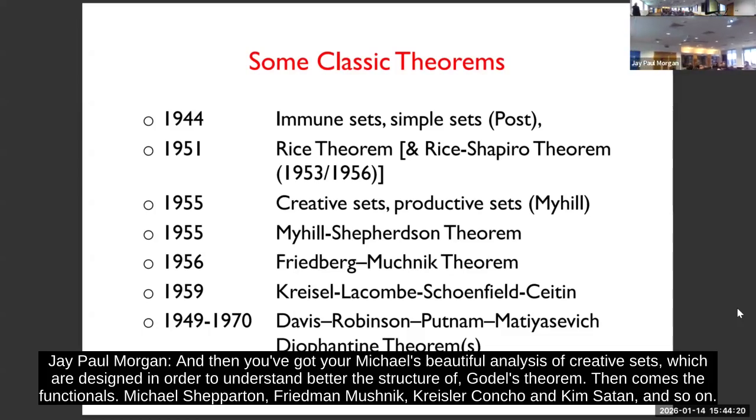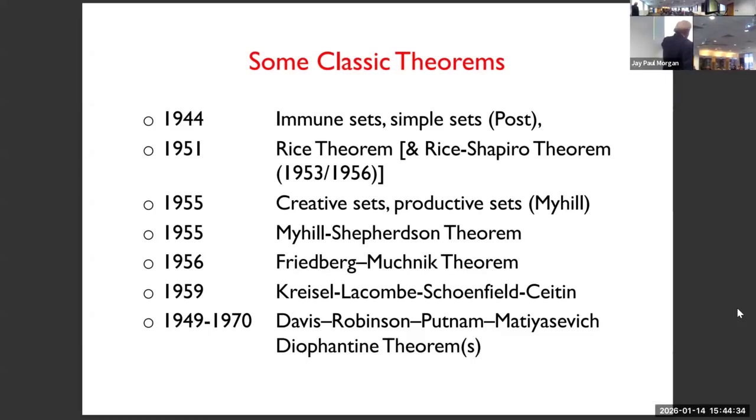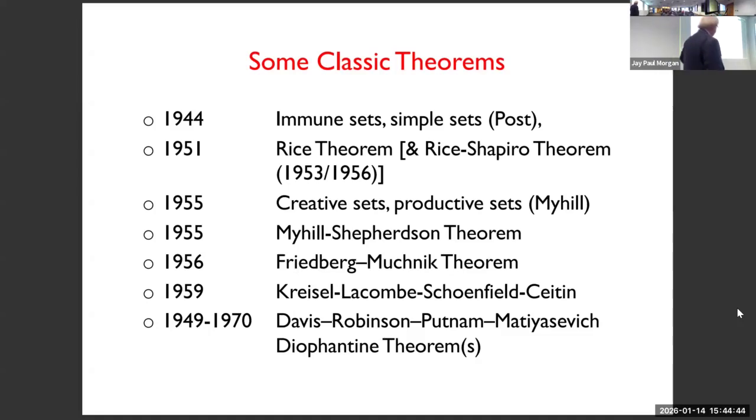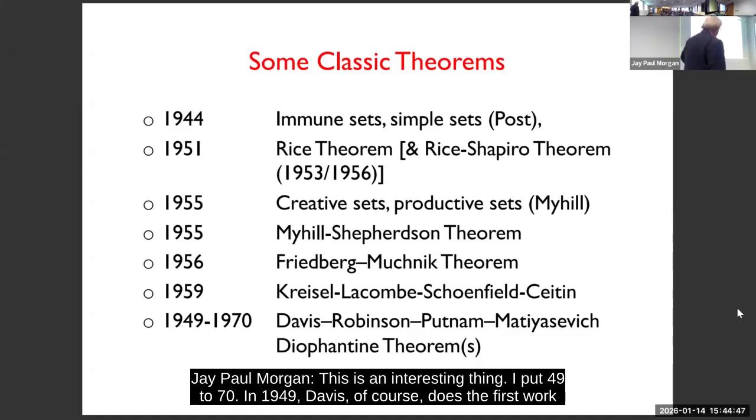And then you've got John Myhill's beautiful analysis of creative sets, which are designed in order to understand better the structure of Gödel's theorem. Then comes the functionals, Myhill-Shepherdson, Friedberg-Muchnik, Kreisel, Shoenfield-Sacks, and so on. So suddenly the thing takes off. These are just some classic theorems. There are many more. Rice did lots of interesting things, for example.